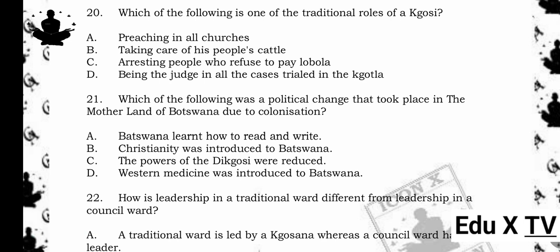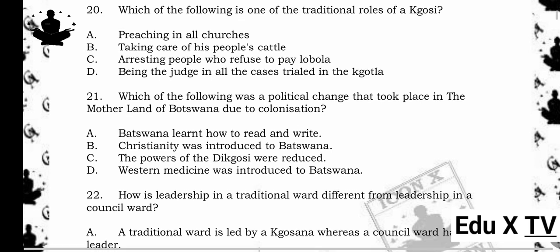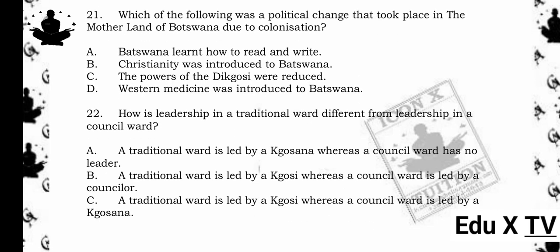Reason being, a Kosi (chief) traditionally acts as a judge in the Kgatla (customary court), resolving disputes and leading the community. 21. Which of the following was a political change that took place in the motherland of Botswana due to colonization?